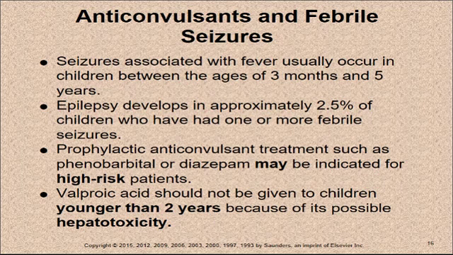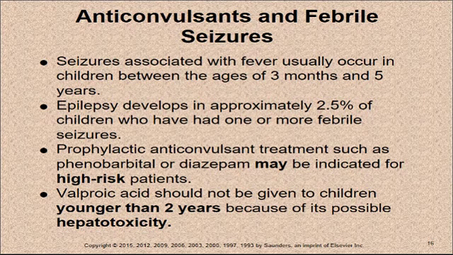Anticonvulsants and febrile seizures. I just listed this for you because it's self-explanatory. Seizures associated with fever usually occur in children between the ages of 3 months and 5 years. That does not mean they have epilepsy. Approximately 2.5% of children develop epilepsy if they've had one or more febrile seizures, and from what I've seen, it's usually more than one febrile seizure, meaning they had some other risk in there for this unknown cause of epilepsy.